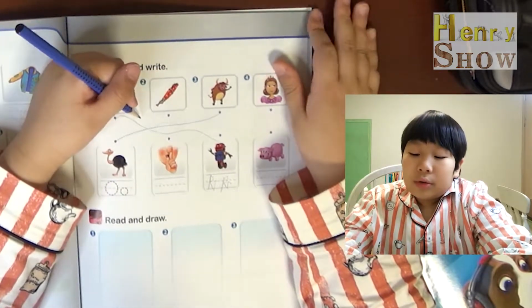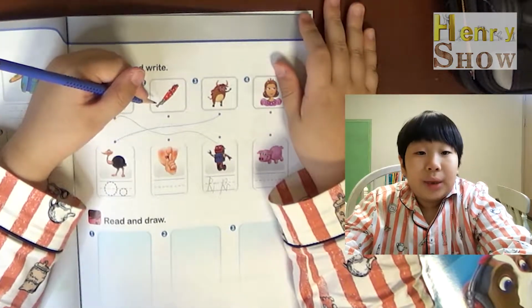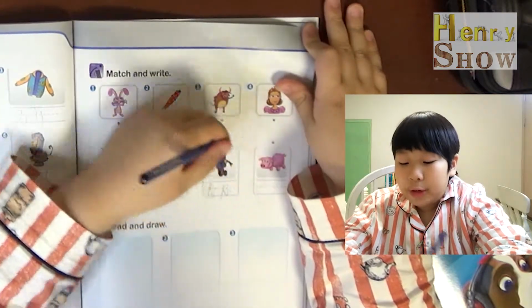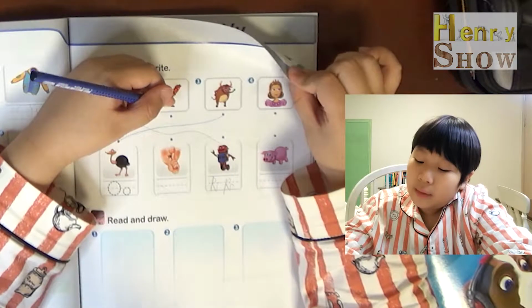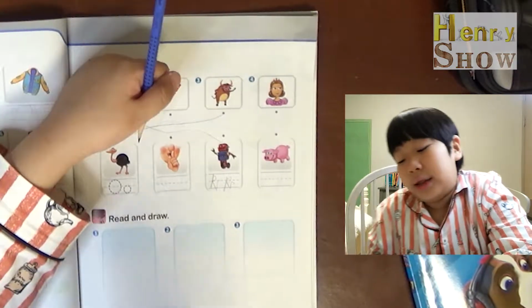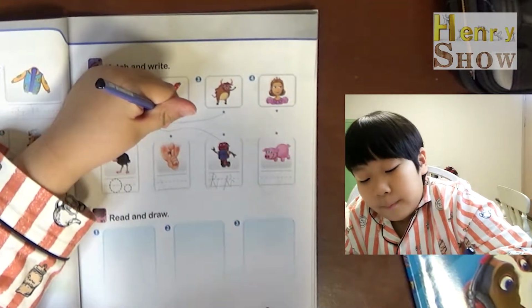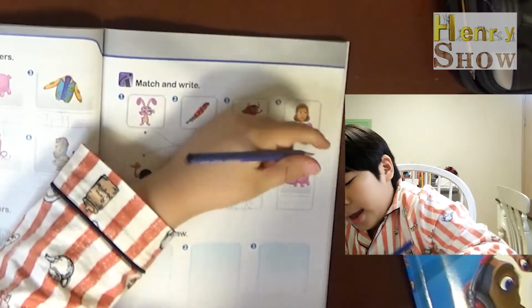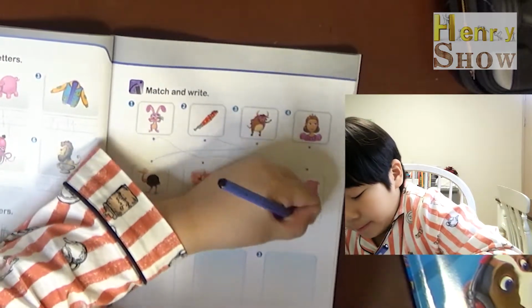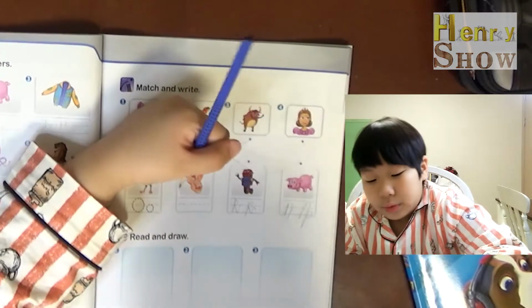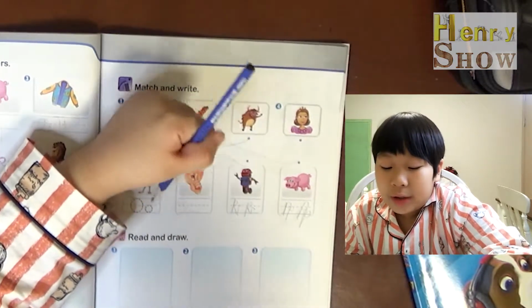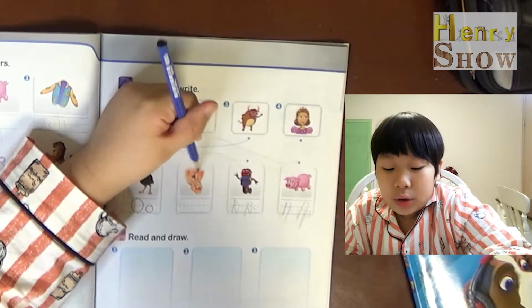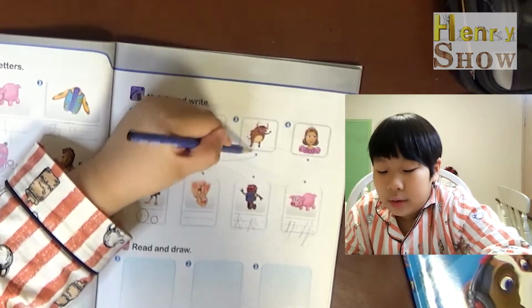Number 2, this is a pen. Pen begins with P. Where is the word that begins with P in there? A pink pig that has 4 legs and 1 tail begins with P. Pig. Number 4, this is a queen. What is the same word that begins with Q? Quiet. Right.